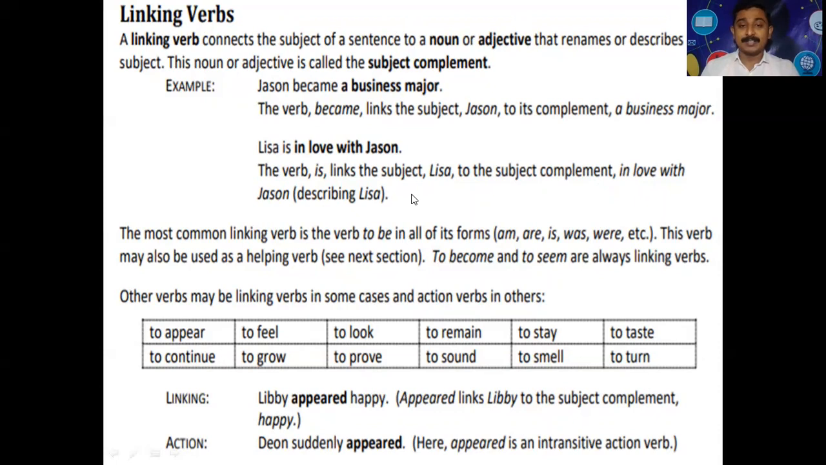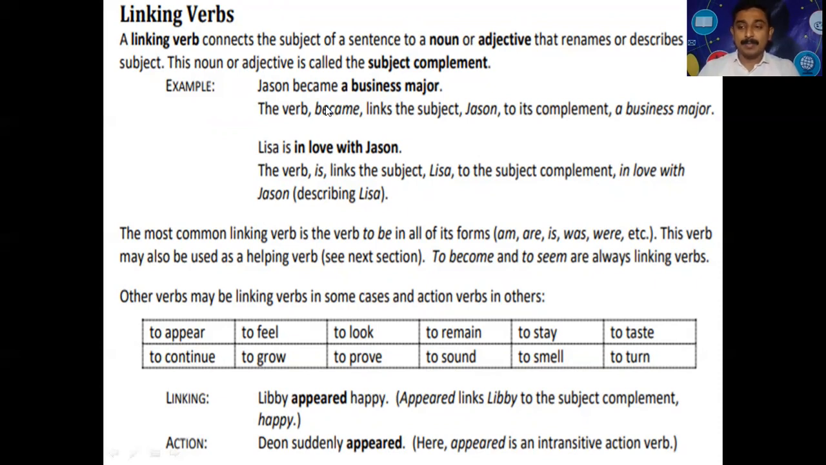Whereas in the second sentence, he sang beautifully. When I say he sang beautifully, sang is the verb, but there is no object to receive the action. We have only an adverb, beautifully. So in the second sentence, sang is intransitive.